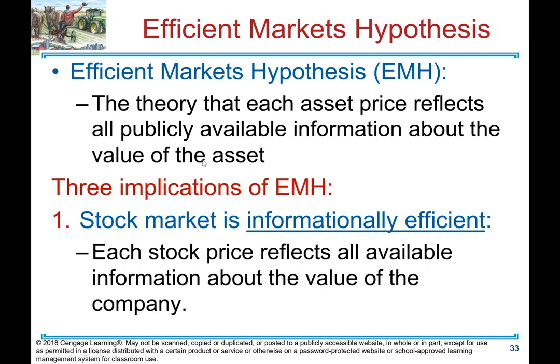Efficient market hypothesis is another way to try to determine the value. Efficient market hypothesis, EMH, is a theory that each asset price reflects all publicly available information about the value of the asset. Three implications of the efficient market hypothesis. One, stock market is informationally efficient. Each stock price reflects all available information about the value of the stock.